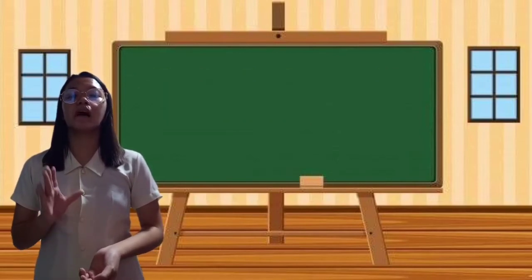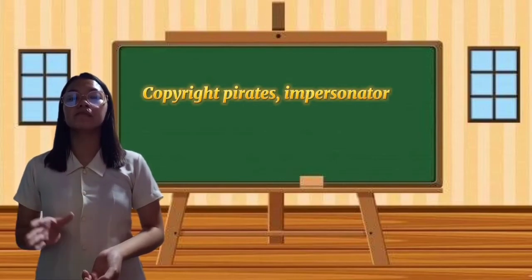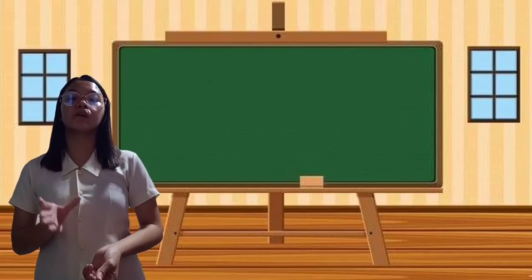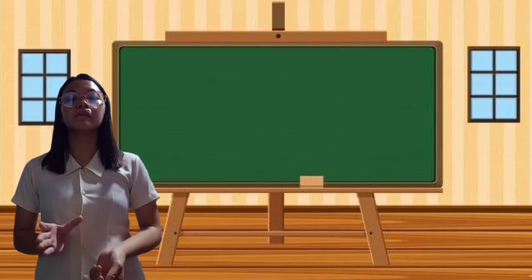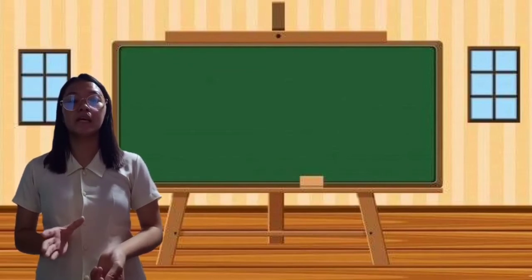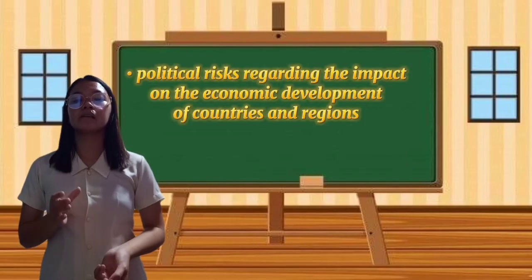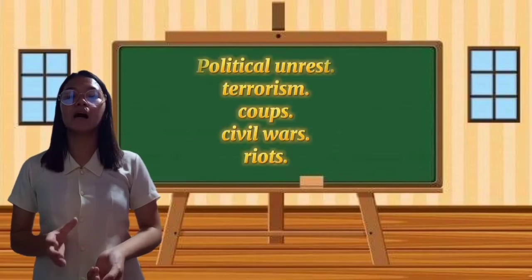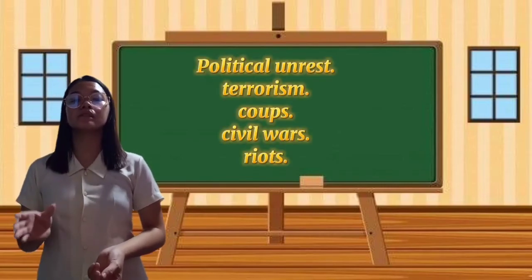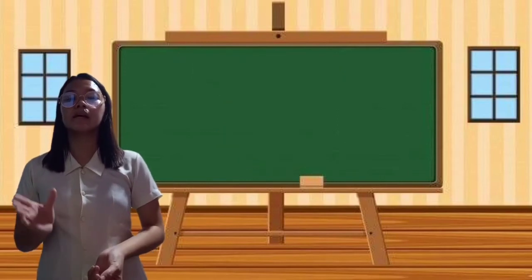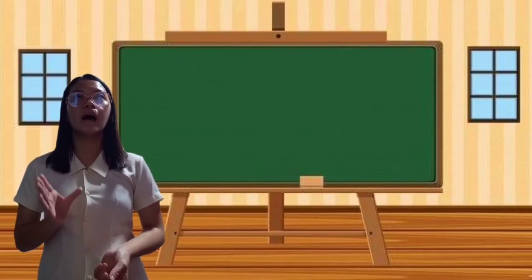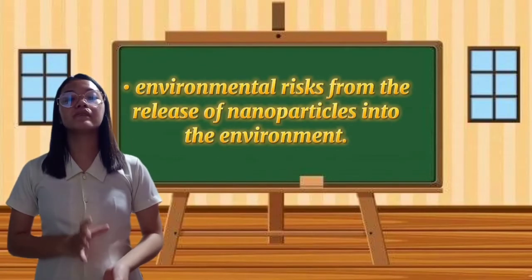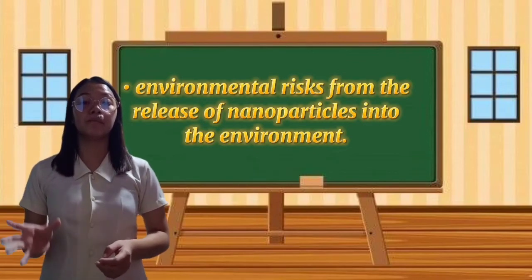Some examples of it are copyrights and impersonators. This and all other original creative works of economic value and legal protection can be classified as intellectual property. Then, political risks regarding the impact on the economic development of countries and regions. Political unrest such as terrorism, riots, coups, and civil wars can completely disturb a country's business operation over the long term. Next, environmental risk from the release of nanoparticles into the environment.